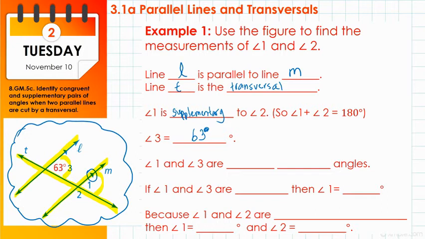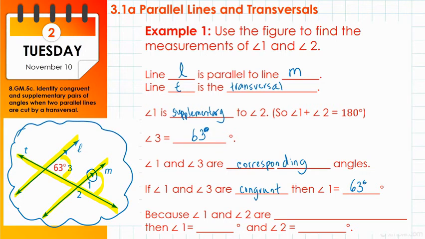Angle 1 and angle 3 are, let me change from highlighter to pen, corresponding. Corresponding angles. We know that corresponding angles are congruent. Therefore, angle 1 and angle 3 are congruent, so if angle 1 and angle 3 are congruent, then angle 1 must also be 63 degrees.